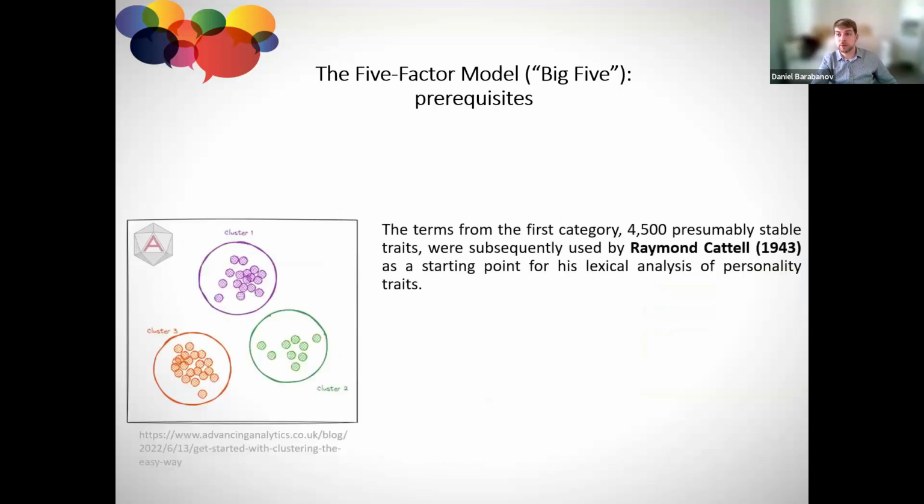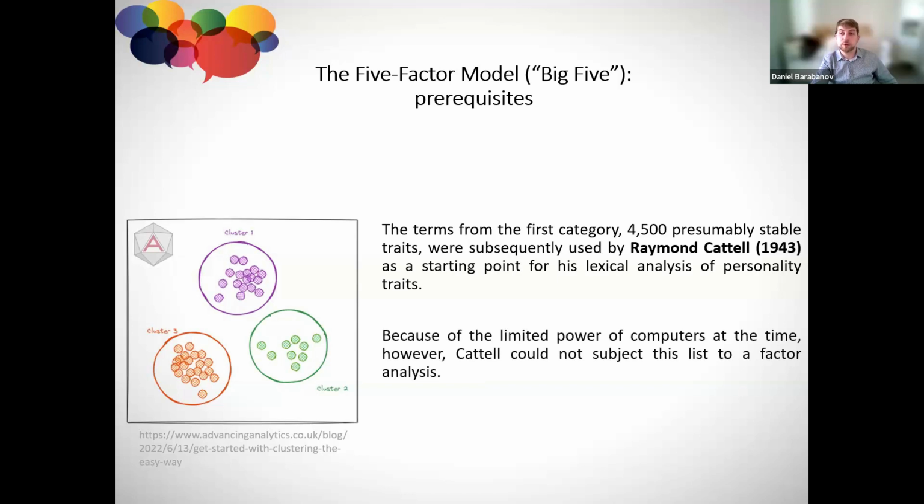The terms from the first category, the more permanent traits, consist of 4,500 presumably stable traits, which were then used by Raymond Cattell in the 1940s as a starting point of his research on personality. Because of the limited power of computers at the time, Cattell could not subject this list to a factor analysis. He wanted to apply this statistical procedure, but given the amount of data and the number of personality traits he wanted to study, he lacked the computational power to calculate everything at the time.